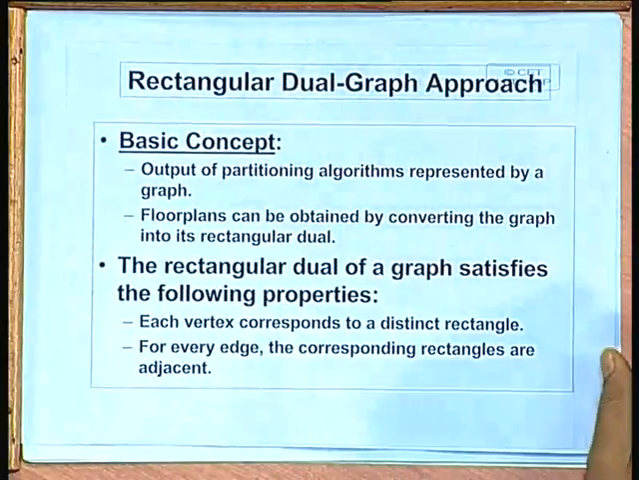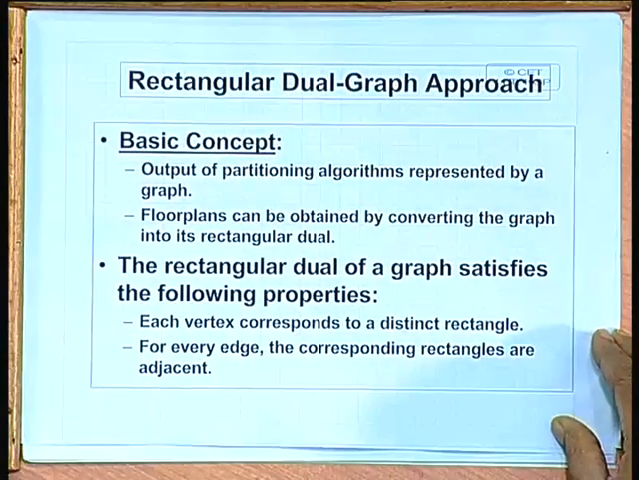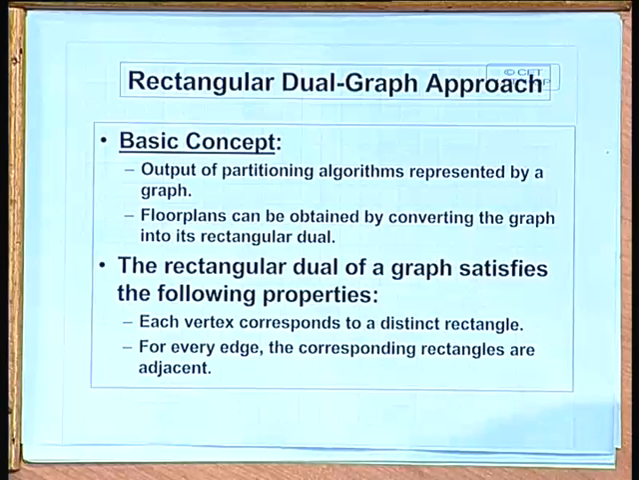starting from the concept of slicing a given floor plan, we can have the concept of a slicing tree, and we will see that the slicing tree and a floor plan have a one-to-one correspondence. So, let us have a look at this method first. So, this method is called the rectangular dual graph method or approach.